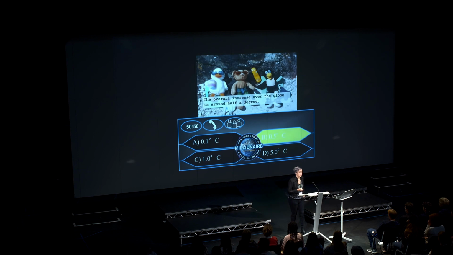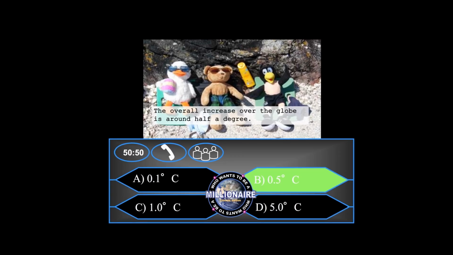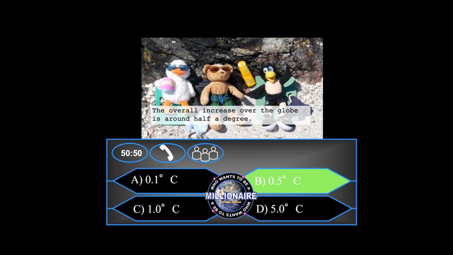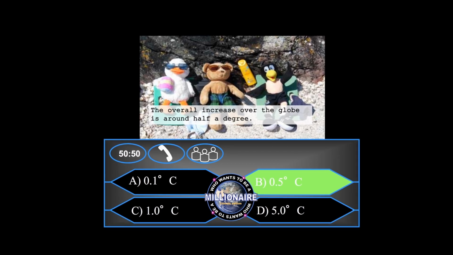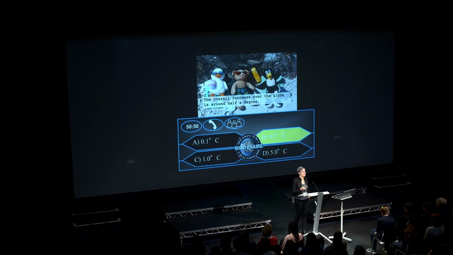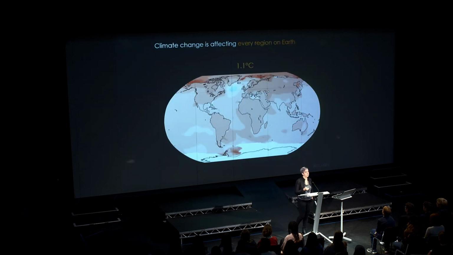Well, it's actually half a degree, so well done, you guys. But I can see why some of you might have said 1 degree, because that's a number you might have heard of for a bit longer ago, which is since the pre-industrial period. So since the late 1800s, we've had just over 1 degree of warming. So that's maybe what you were thinking of there.